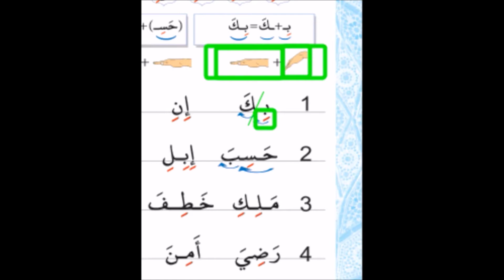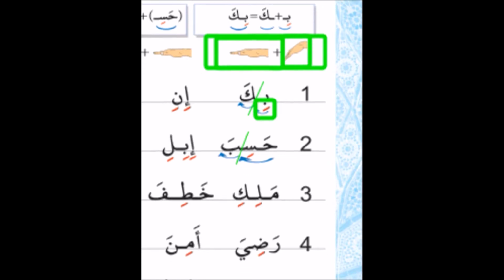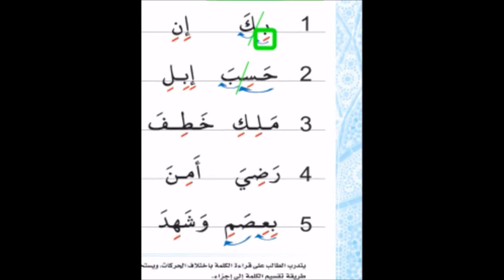And beneath, on line 2, we have a 3-letter word, which we will split into first 2 letters and then the last letter. So ha, si, ba, hasiba. As we move down all the way to line 5, which has a 4-letter word, we will split it into half, 2 letters at a time. So bi'i, sa, mi, bi'i, sa, mi.